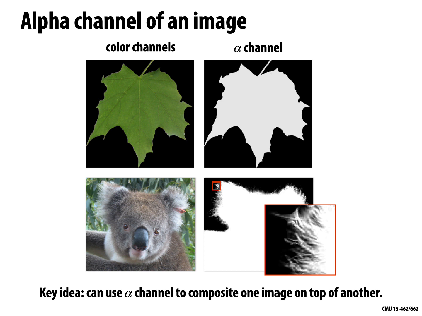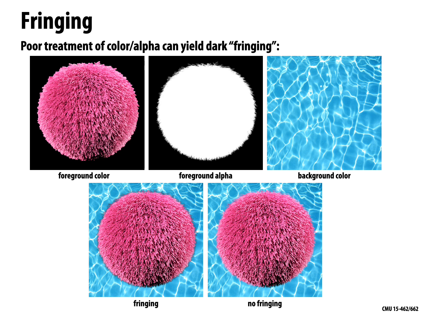Okay. Now, when you go to composite images for the first time, and you try to mix together foreground and background images using these alpha values, you might be surprised that you get some pretty ugly artifacts. So one of the most common ones is this thing called fringing. So if you don't treat your color and alpha just right, you get these nasty dark halos around the image. So here we have the foreground color, this pink ball. We have the foreground alpha, right? This white area is telling us which part of that image on the left is actually the thing we want to show. We have the background color, this swimming pool.